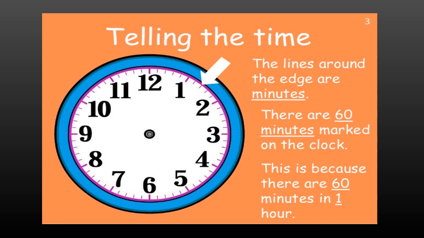The lines around the edges are the minutes. There are 60 minutes marked on the clock. This is because there are 60 minutes in 1 hour. So as we move one whole turn around the clock, this means that we passed 1 hour.